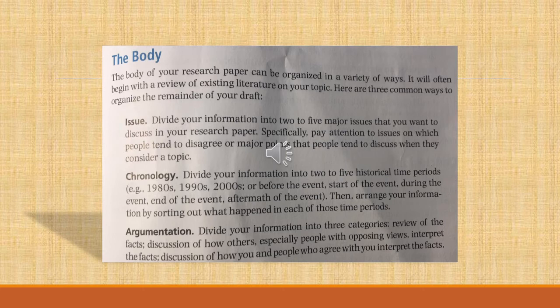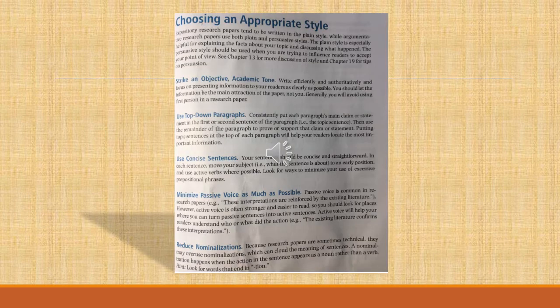Divide your information into 3 categories: review of the facts, discussion of how others, especially people with opposing views, interpret the facts, and discussion of how you and people who agree with you interpret the facts. Then you would go out there and give us a really strong thesis statement, and then give us some really strong opinions by outside sources, points of authority that are speaking on the subject matter to help underpin our own thesis statement, right?